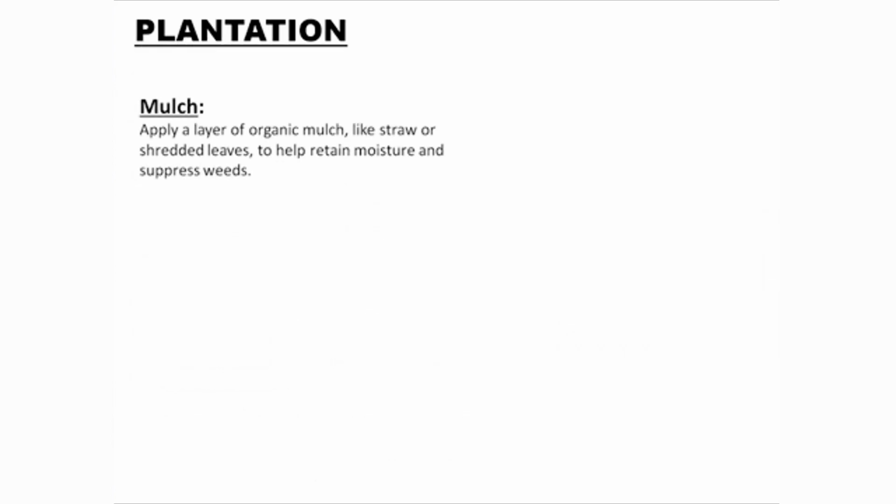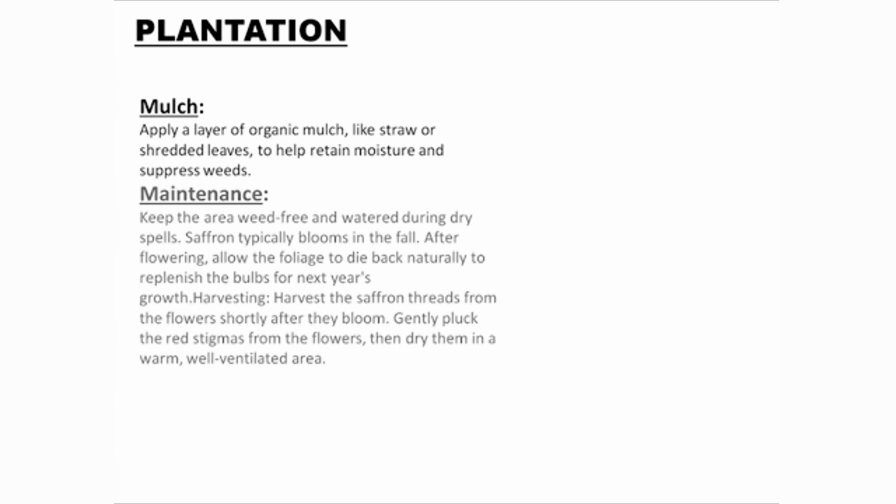The next step is mulch. Generally, we apply a layer of organic mulch like straw or shredded leaves to help retain moisture and suppress weeds. After that, we have to do maintenance. Generally, we have to keep the area weed free and water during dry spells.